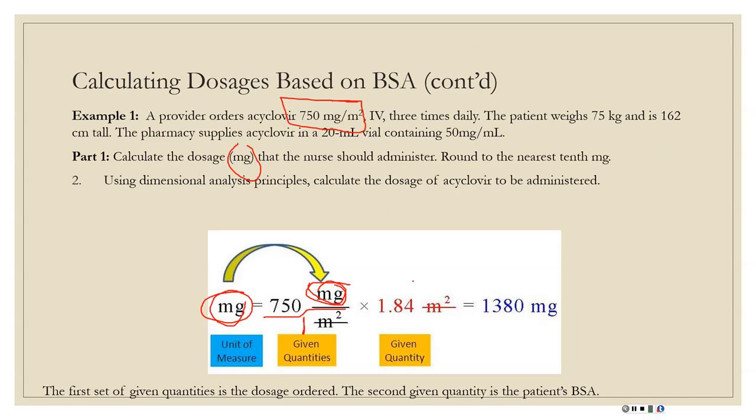And now we're going to enter our data from the last step when we figured out how many meters squared this client is. And here's where we have to have this number that is in a hundredths position for increased accuracy. When you think about a patient and their whole volume is represented with a number less than 2, you want to make sure that that's an accurate number. So then we're just going to go ahead and take 750 times 1.84. Our meters squared canceled out, so we're left with just that label of milligrams, and then we get 1,380 milligrams.